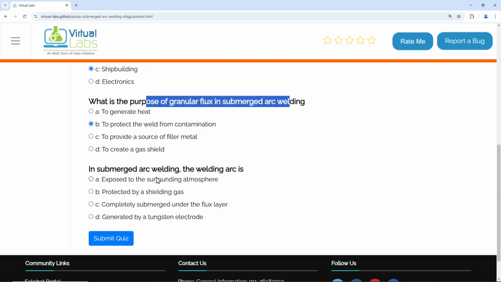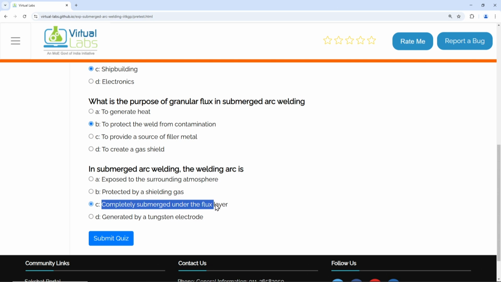Submerged arc welding, the welding arc is exposed to the surrounding atmosphere? No. Protected by a shielding gas? No. Completely submerged under the flux layer? Yes. Generated by a tungsten electrode? No. So the answer is completely submerged under the flux layer.